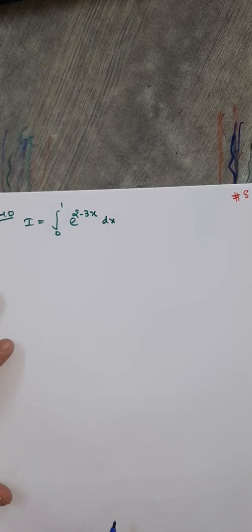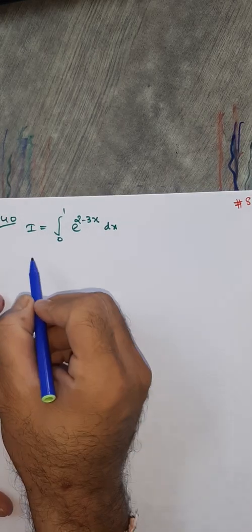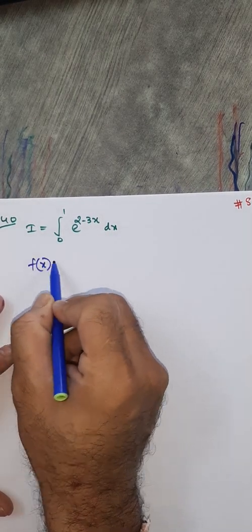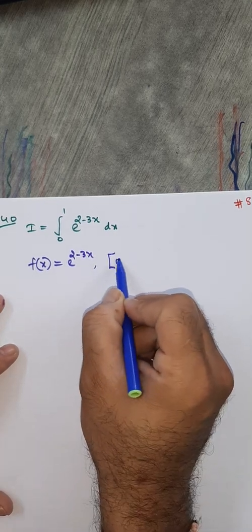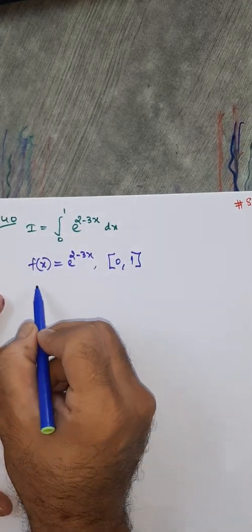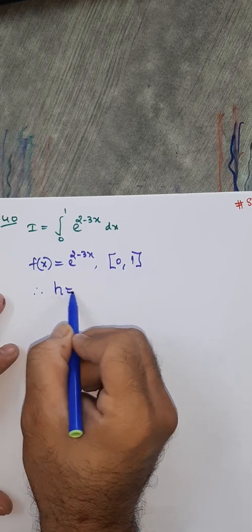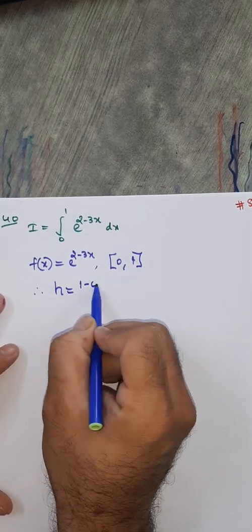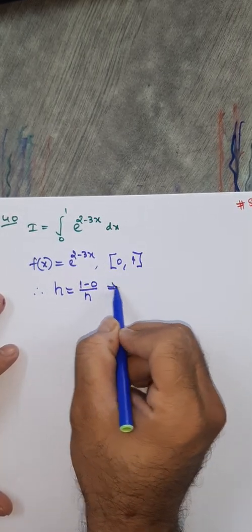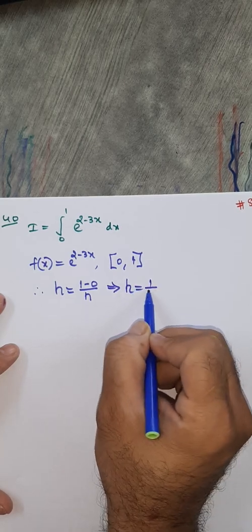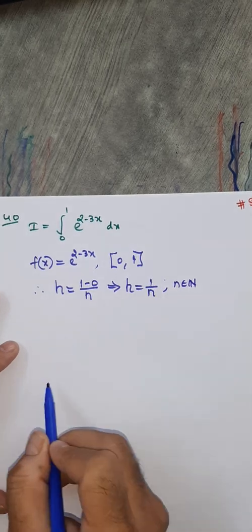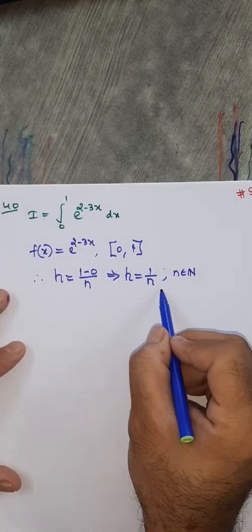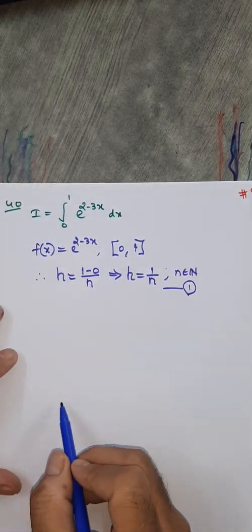Question number 40, we want to do by limit of a sum. So here let's recall f(x) is e raised to 2 minus 3x on the domain 0 to 1. So therefore h equals b minus a, that is 1 minus 0, by n. So it implies h equals 1 upon n, where n belongs to N. So nh is 1, which we use later on. We call this as 1.